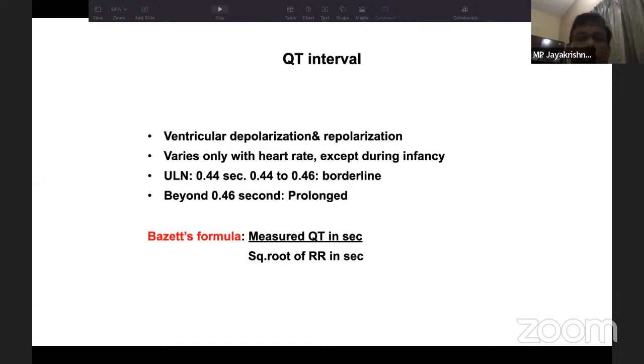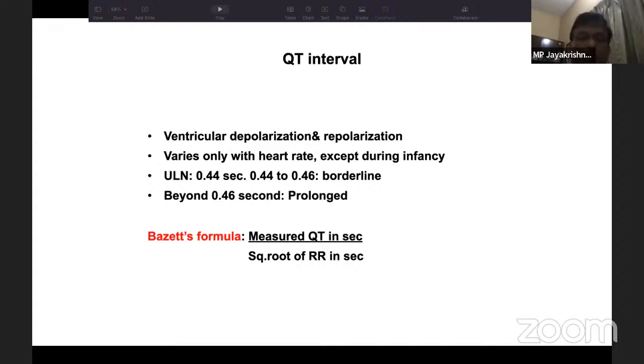Then comes the QT interval. What does the QT interval indicate? It indicates ventricular depolarization and repolarization. The T wave indicates the repolarization wave. An important thing to remember is that this varies only with heart rate. So with heart rate, the QT interval can vary, except during infancy, because in early infancy the QT interval can sometimes be slightly on the higher side. That's all. I think you need to remember the upper limit of normal of 440 milliseconds or 0.44 seconds.